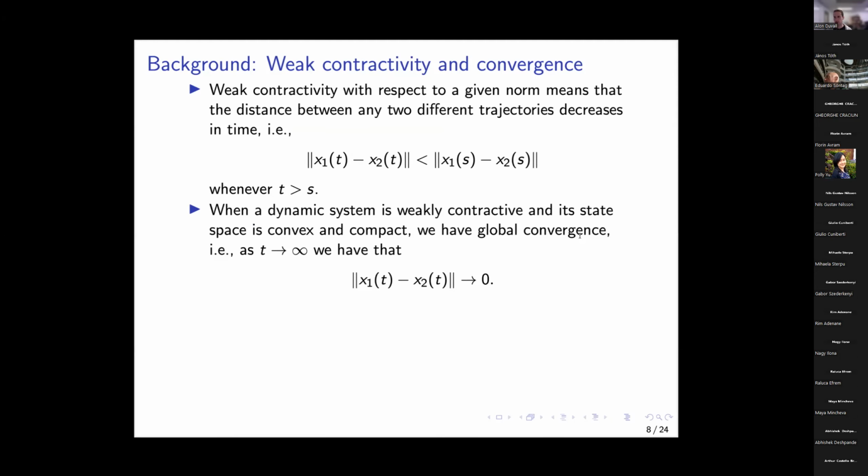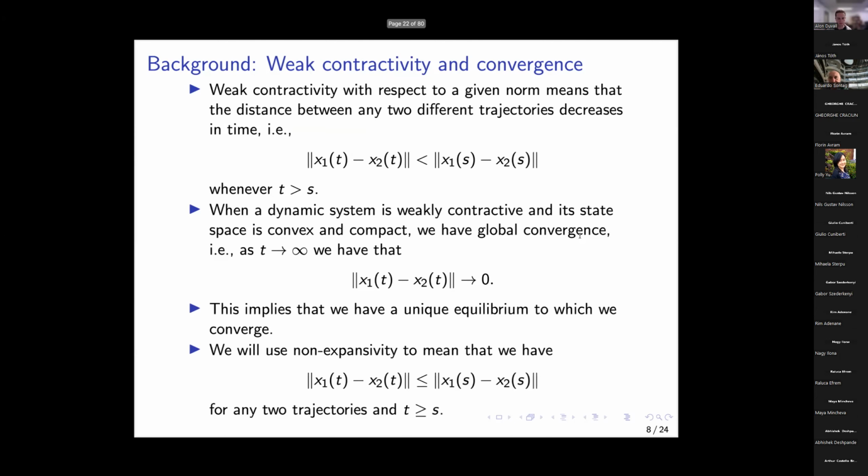And a nice thing about this is if we have a compact convex space we're evolving on, we have a fixed point by Brouwer's fixed point theorem, and then everything will have to converge to this fixed point. So nice convergence properties once we have weak contractivity. One other term I'll use is non-expansivity, and that just means the distance is not increasing. Not necessarily decreasing, but just not increasing.